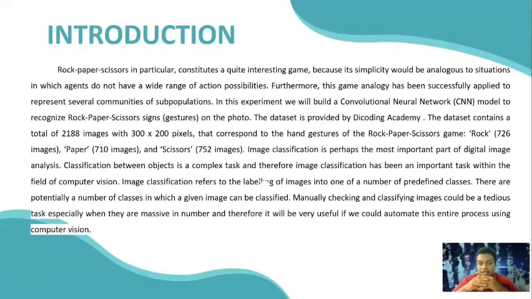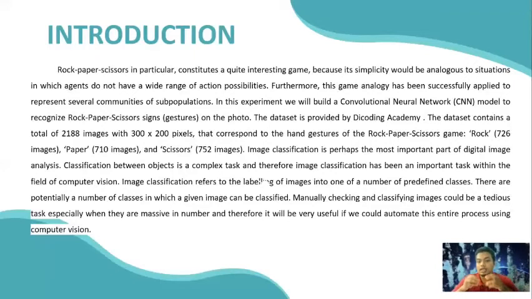In this experiment, we use a convolutional neural network, or CNN model, to recognize the rock, paper, scissors sign shown in the photo.